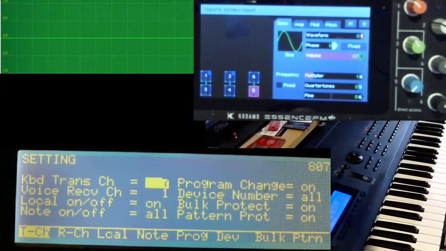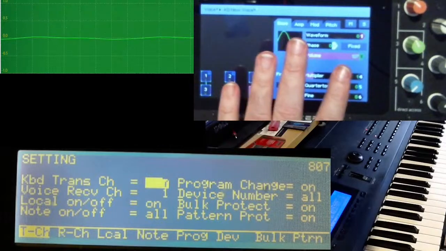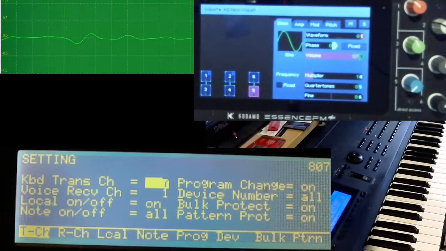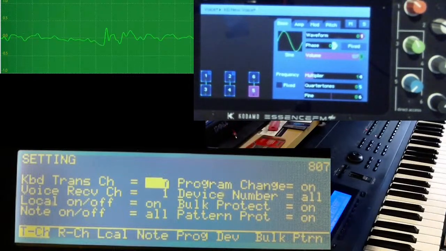Okay, so I'm sorry it's a little blurry. It'll focus on my hand here in a second and pick up the screen a little better. So I've set up a basic 3-stack algorithm here. And I'm going to replicate some of the stuff that we did on the SY99. And this is kind of how it was done in the AN1X.